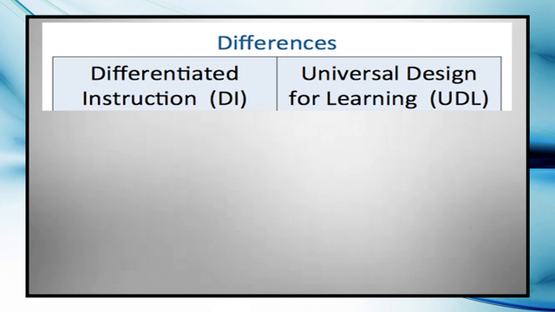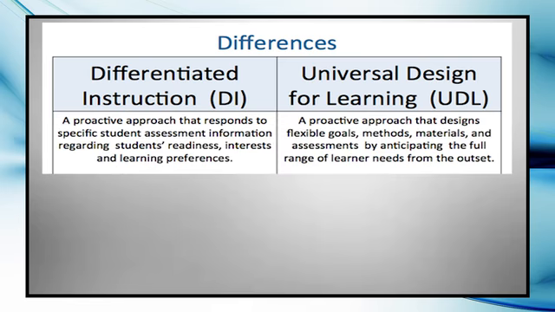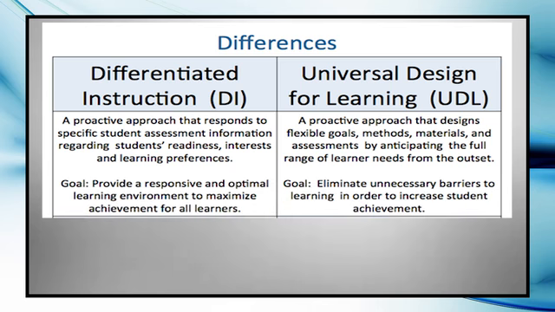The left hand side we have DI and the right hand side we have UDL, as you can see. The left hand side says a proactive approach that responds to specific student assessment information regarding students' readiness, interests and learning preferences, whereas the right hand side calls for a proactive approach that designs flexible goals, methods, strategies and assessments by anticipating the full range of learner needs from the outset, that is, from the very beginning. Now, the goal of DI is to provide a responsive and optimal learning environment to maximize achievement for all learners, whereas UDL's goal is to eliminate unnecessary barriers to learning in order to increase student achievement.